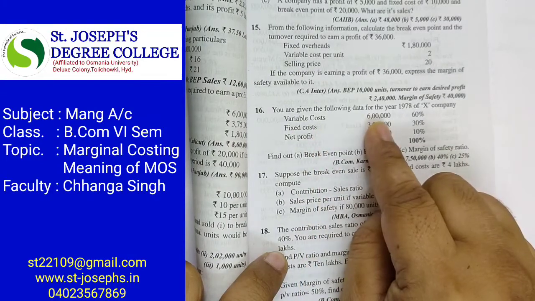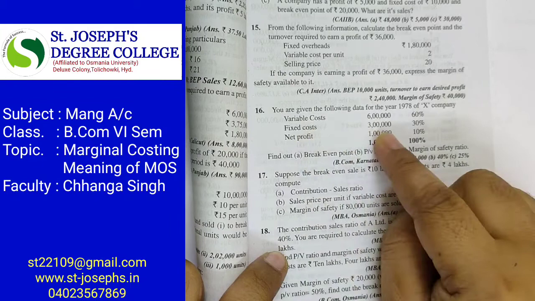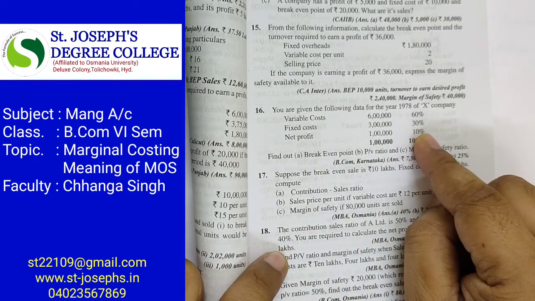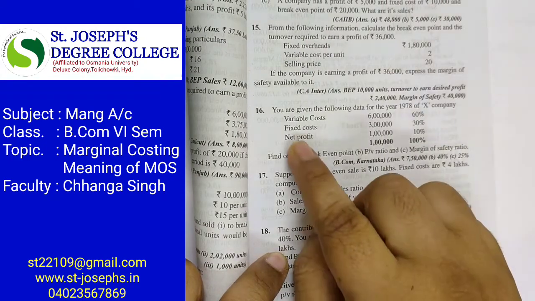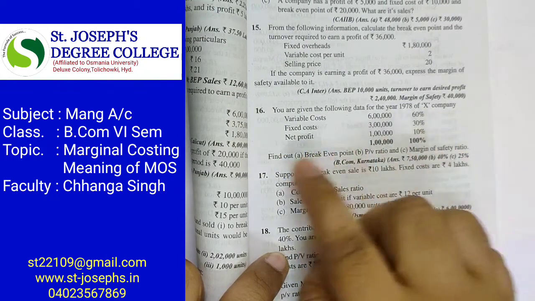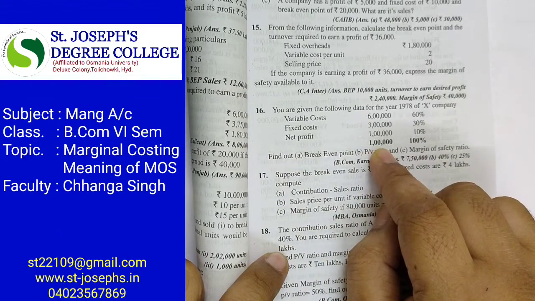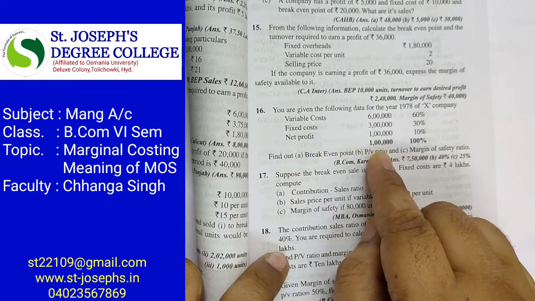Variable cost 6 lakh, that is equal to 60%. Fixed cost 3 lakh, that is equal to 30% on sales, remember this one. Net profit 1 lakh, that is 10%, and total, it is wrongfully mentioned here as 1 lakh, actually it is 10 lakh, that is 100%, and it will be sales.